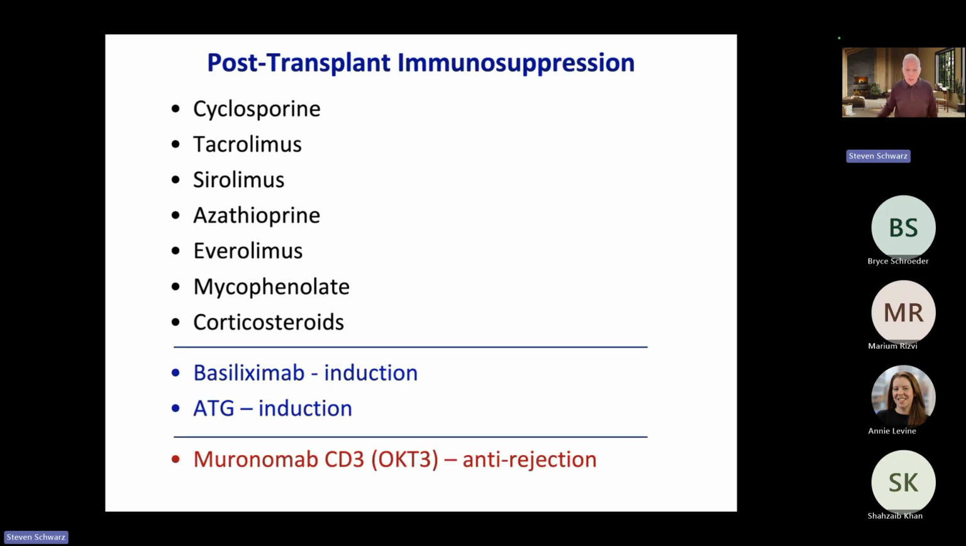So we have the induction, and then we have the maintenance therapies. The maintenance therapies, there's a whole laundry list of them. Just be familiar with the names, and again, I'll show you how they work. They include the calcineurin inhibitors, cyclosporin and tacrolimus, sirolimus, azathioprine, everolimus, mycophenolate mofetil, and corticosteroids. And then we have down here, I've showed you the induction, and then there's the anti-rejection therapy, and one of them being anti-CD3, muromonab.